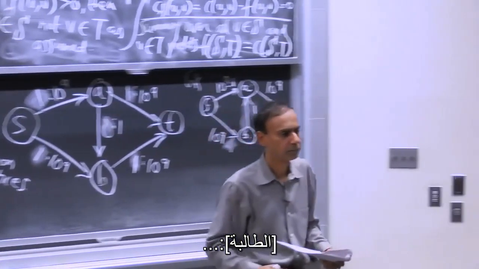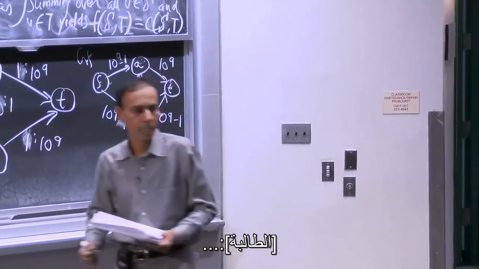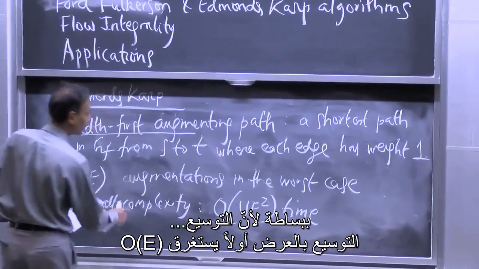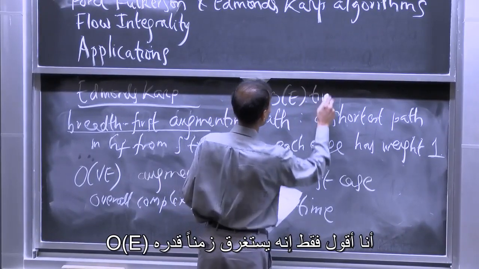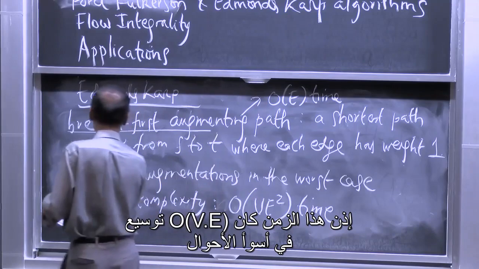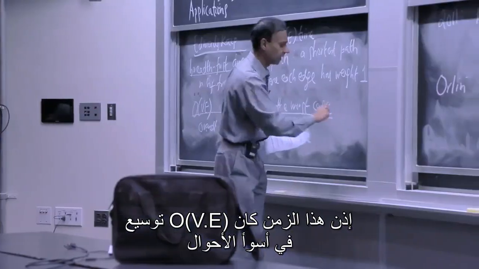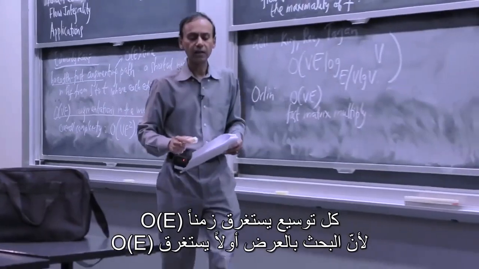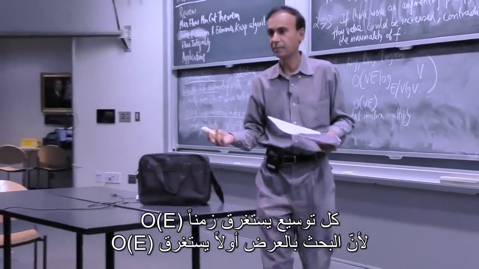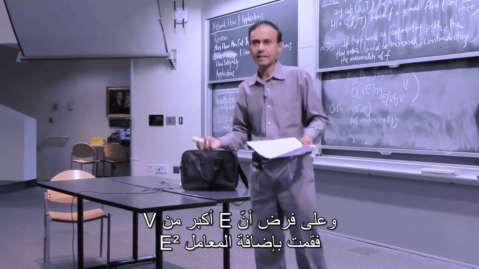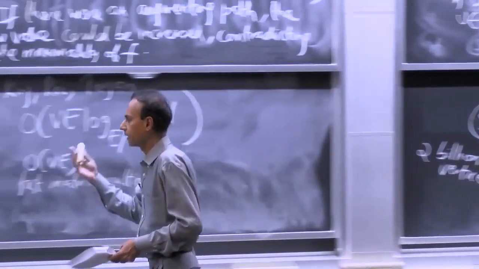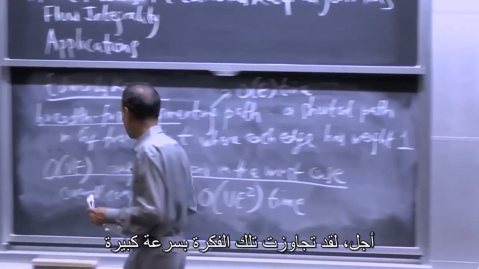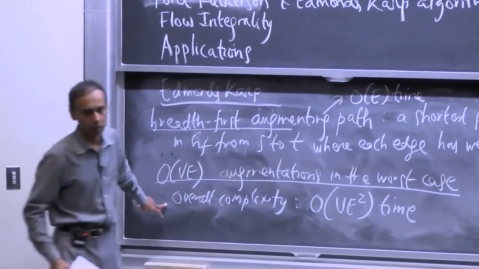Yeah. So can you explain on the right-hand side why it's squared there? Simply because the breadth-first augmentation takes order E time. So this was order VE augmentations in the worst case. Each augmentation takes order E time because breadth-first search takes order E time, assuming that E is greater than V, and I just added the E squared factor. Thanks for asking. I'm sure a lot of other people had the same question. I just skipped over that a little too quickly. That's why we get the order VE squared, okay?